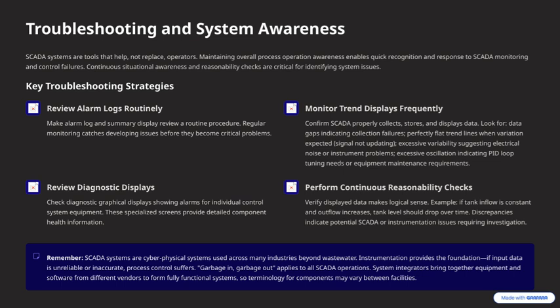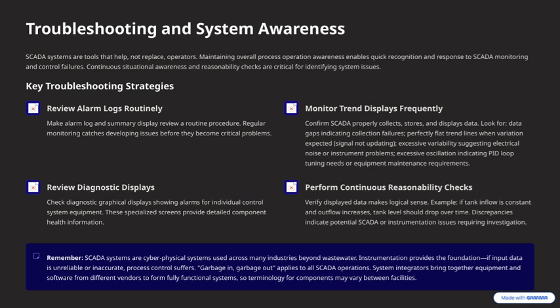Always verify that the displayed data makes logical sense. For example, if the inflow to a tank remains constant while the outflow increases, the tank level should gradually decrease over time. If it doesn't, that discrepancy could point to SCADA or instrumentation issues that need investigation. Continuously perform reasonability checks. Check the diagnostic graphical displays that show alarms for individual equipment. These screens provide detailed information about the health of each component, helping you quickly identify potential problems. Review the diagnostic displays regularly.